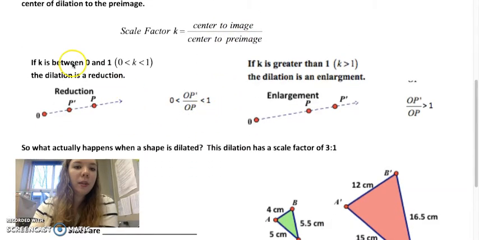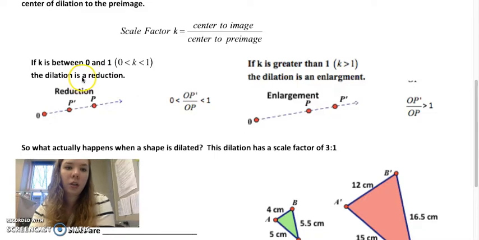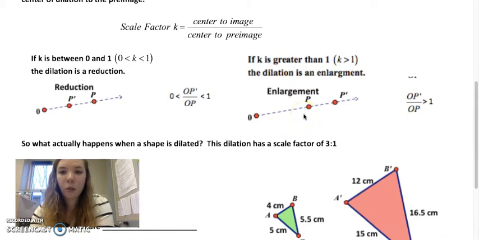Okay, if K is between 0 and 1, the dilation is a reduction. So if it's smaller than 1, but larger than 0, then the shape is getting smaller overall. If it's larger than 1, then it's an enlargement or getting bigger. Okay, if it's equal to 1, then it's not a dilation because it stayed the exact same size.